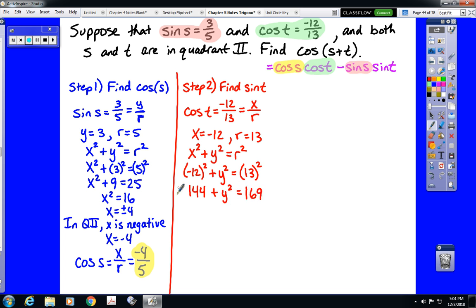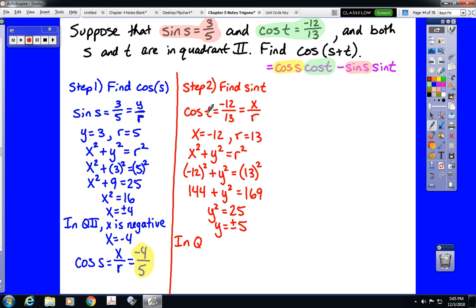Please note you should never get a negative number in this step ever, because when you square a negative, it becomes positive. So whether it's positive or negative up here is irrelevant. Here, it should be positive. Subtract 144 from each side gives you y squared equals 25. Take the square root. Y is either positive or negative 5.